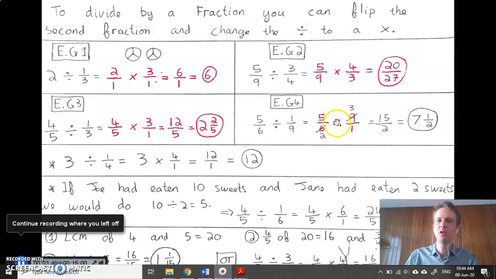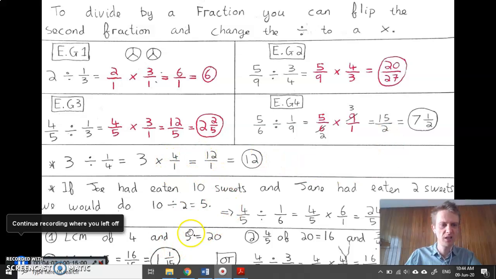Okay? If you didn't see that cancelling factor, you're going to end up with 5 times 9, which is 45, and 6 times 1, which is 6. 45 over 6, you would divide the top and bottom there by 3 to get the 15 over 2. Slightly longer process to be going through.